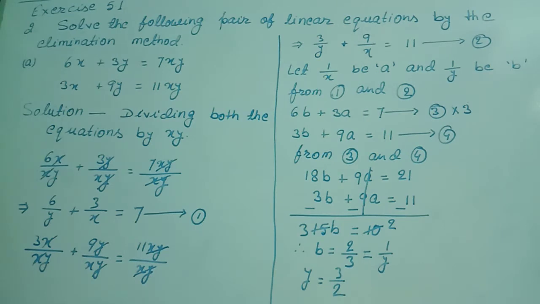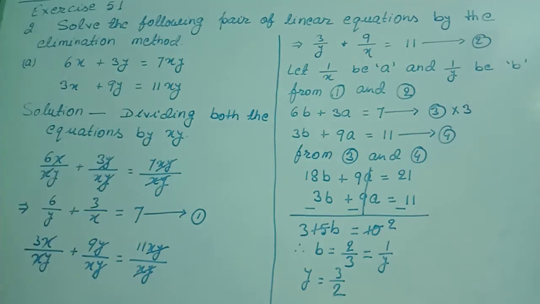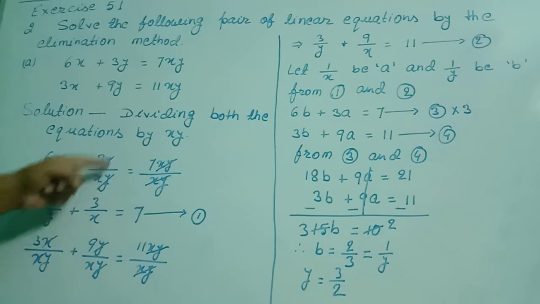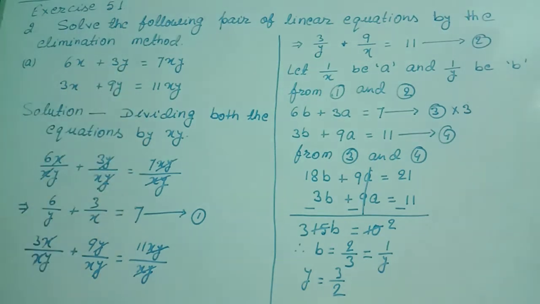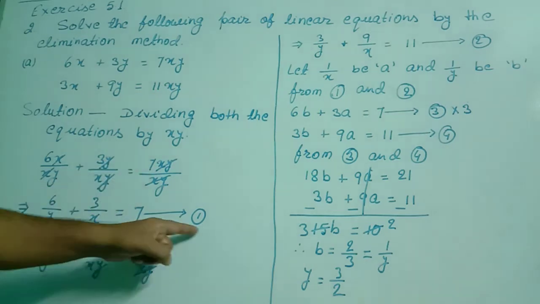So both the equations are divided by xy. For that I have written 6x by xy plus 3y by xy equal to 7xy by xy. So this x and x cancelled, 6 by y is left, plus y and y cancelled, 3 by x is left, equal to xy cancelled, only 7 is left. This is equation number 1.